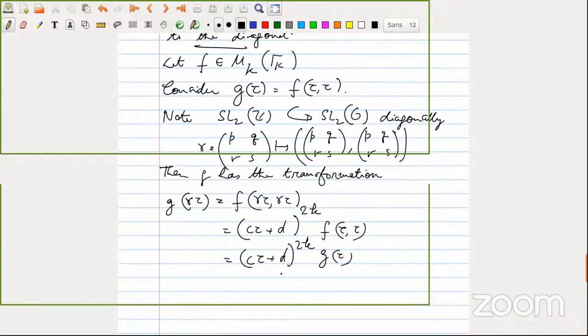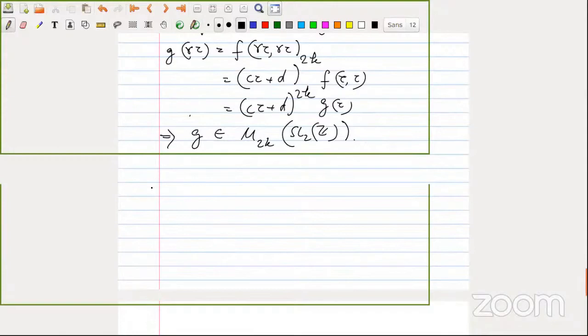Yeah, so what does this mean? This means that my g belongs to M_2k of SL2(Z), because I'm doing SL2(Z) here. Okay, so if f has a Fourier expansion, then how does the Fourier expansion of g look like? Okay, so let me write that down.